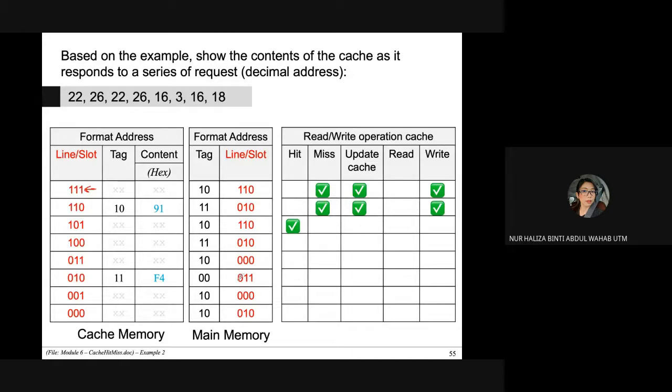010. 010, you have 000 tags. Over here you're supposed to have 00, and then your content. You need to check what is the content in hexa. 010. You have 11 over here, then you will put over there 001. It is not, and then you have x, and another one is 000. It is 10 for your tag.